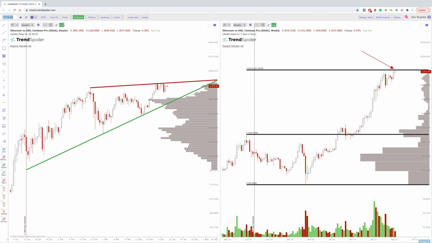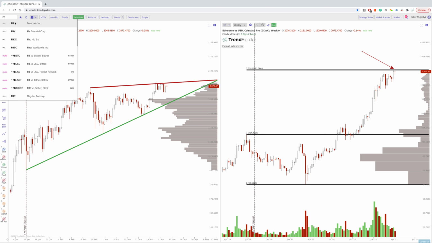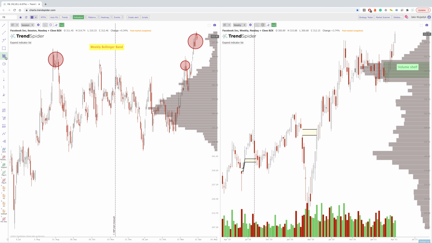We'll have to see if that continues into the weeks to come. And then on to some individual names. So the first one is Facebook, and Facebook's a really interesting one here, mainly due to that weekly Bollinger Band on the daily chart. So click MTFA.